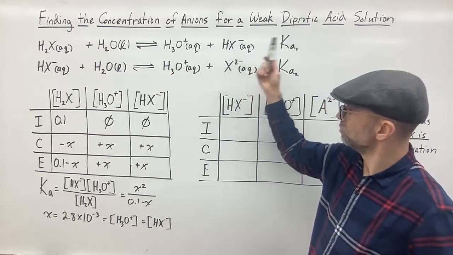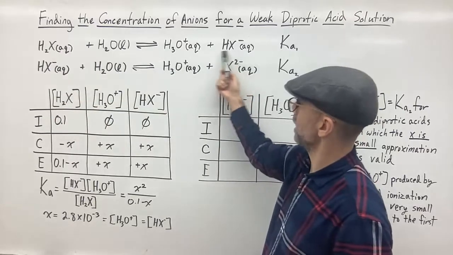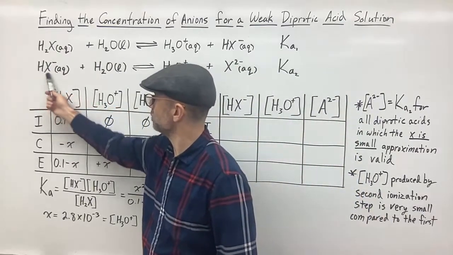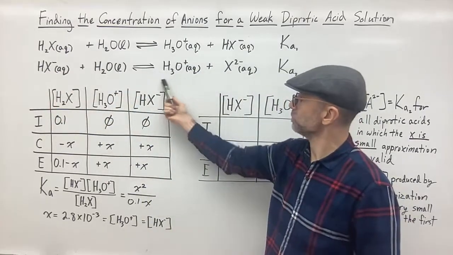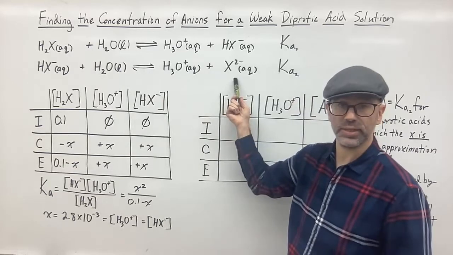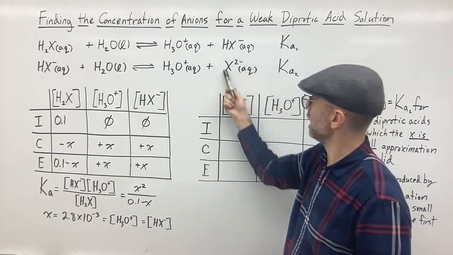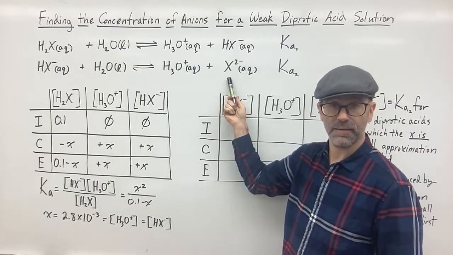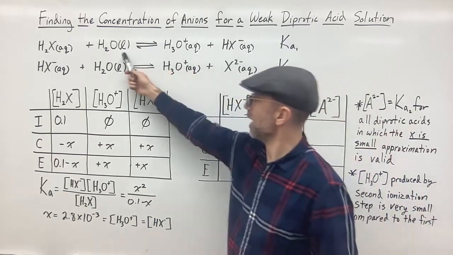Then the second process is where this anion can undergo a second ionization. And so the H plus will come off, bind with water again, form more H plus, and then you're left with the anion. So in this video, we're focused on how do I find the concentration of that ion there? Okay, so we have to first go back to the first ionization.